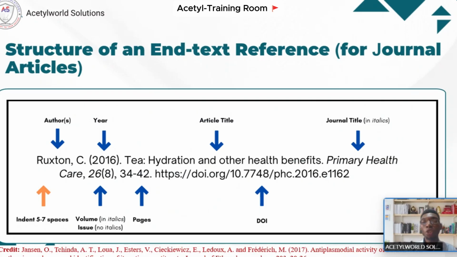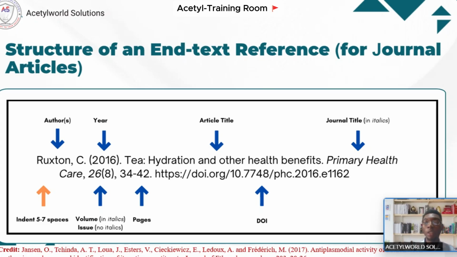Now, the structure of an end-text reference. For a journal article, your end-text reference generally follows this particular structure: the author, that is the author's surname and initials, the year of publication, the title of the article, the journal name in italics, the volume number, the issue number, and also the page number. So you can see a typical example here on the screen.